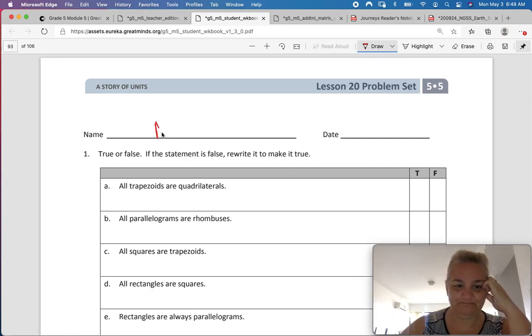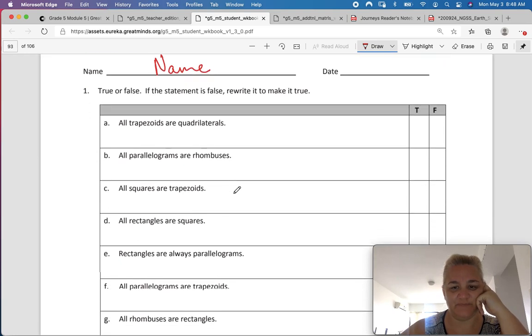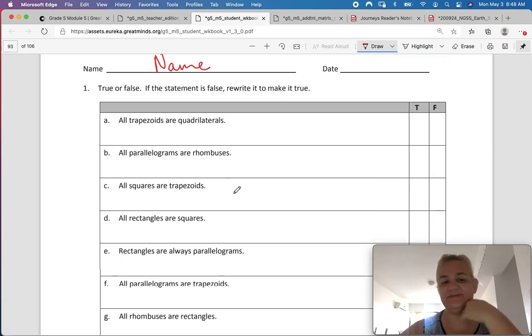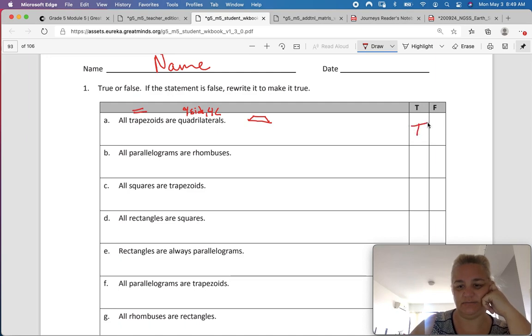Okay, write your name. And true or false. If the statement is false, rewrite it to make it true. All trapezoids are quadrilaterals. So here's a trapezoid, and the rule for a trapezoid is at least one set of parallel lines. A quadrilateral has 4 sides and 4 angles. Those are the rules of a quadrilateral, all right? So it has to have 4 sides, 4 angles, and here it has to have at least one set of parallel lines. So, is this true? Yes, true.